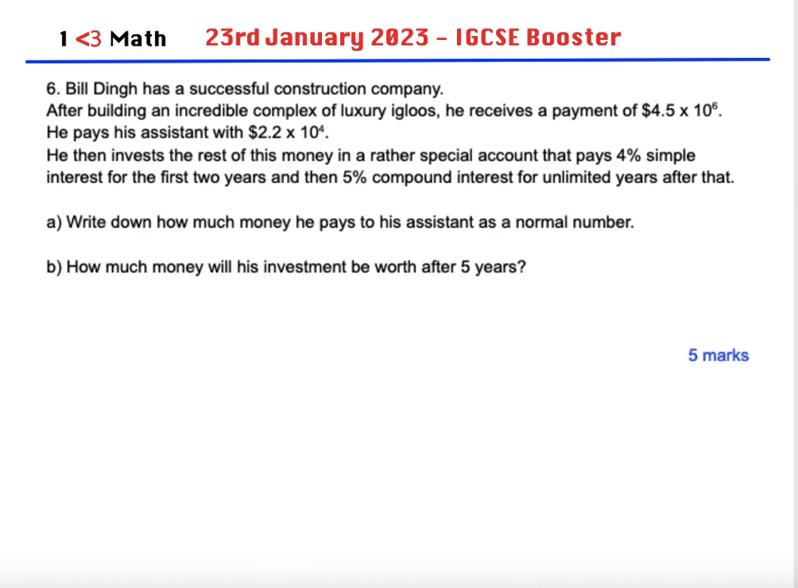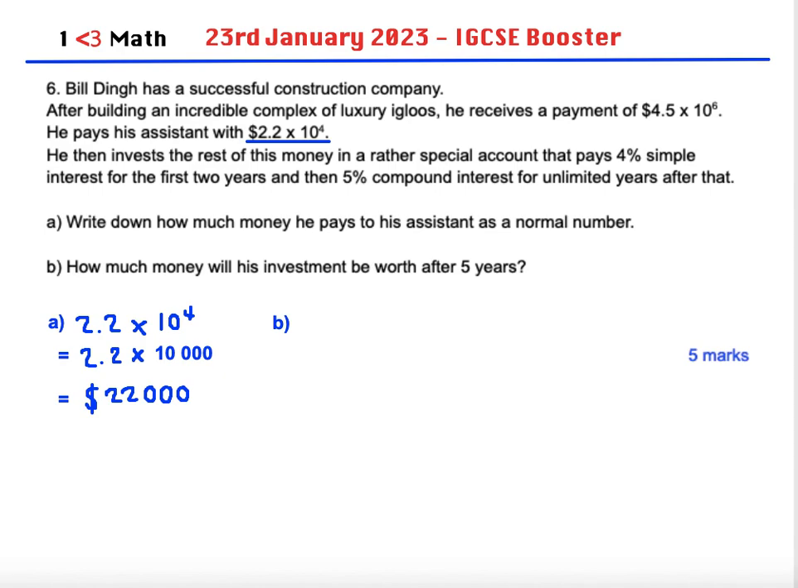So, part A. Write down how much money he pays his assistant as a normal number. So we've got a number in standard form, and that is 2.2 times 10 to the 4. So we need to work out what that is. Let's do it carefully. 2.2 times 10 to the 4. Now 10 to the 4 is 10 times 10 times 10 times 10. And basically it's 1 and 4 zeros. It's 10,000. So 2.2 times 10,000. Remember your units because it's dollars. It's $22,000 that he's paying to his assistant. So that's part A dealt with.